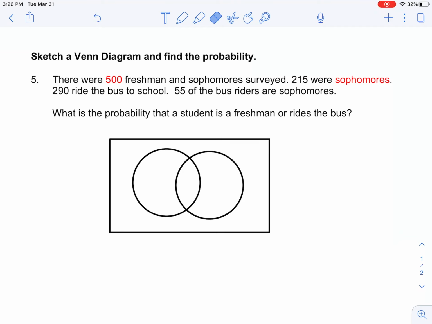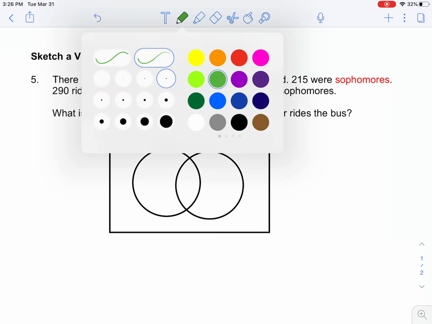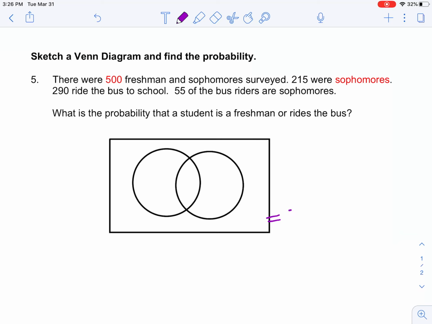Number 5 says that there were 500 freshmen and sophomores surveyed. 215 were sophomores, 290 ride the bus to school. 55 of the bus riders are sophomores. So let's start by putting our universal set at the edge of our rectangle. So we know that we have 500 total freshmen and sophomores that were surveyed. Then we say that 215 were sophomores. So let's call one of our circles S to represent our sophomores. And we know that circle will add up to 215.